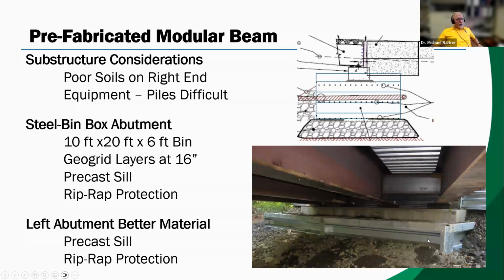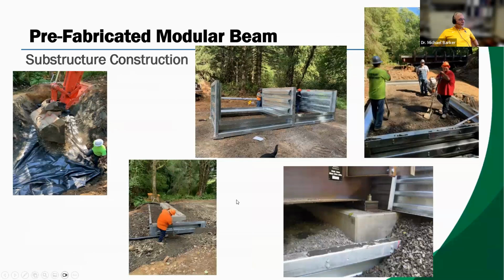You put a steel box in and you put gravel and geosynthetic layer and gravel and geosynthetic layer to form a very strong abutment. Then you put a little cap on top of that for your pier or your abutment, and you put the bearings on top of that. The left abutment was better soiled. I just needed a precast sill. And then both were, of course, protected with riprap because of the flooding characteristics of this region.